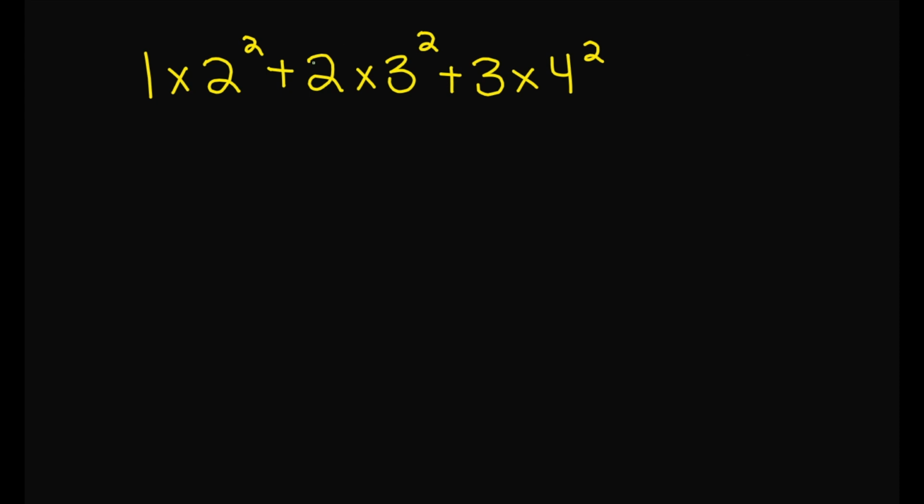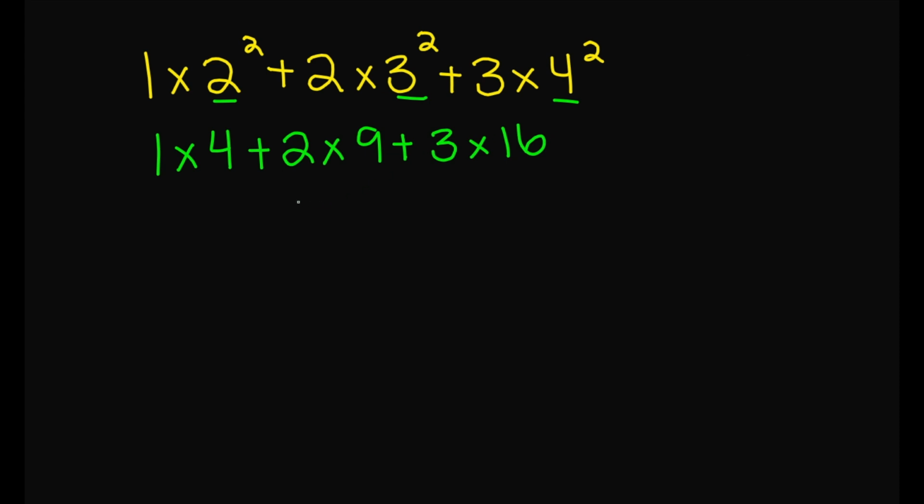Let's look at this example here. Notice that you have exponents here, here, and here. So we'll be solving the exponents first. So we have 1 times 2 squared, which is going to be 4, plus 2 times 3 squared, which is going to be 9, plus 3 times 4 squared, which is going to be 16.